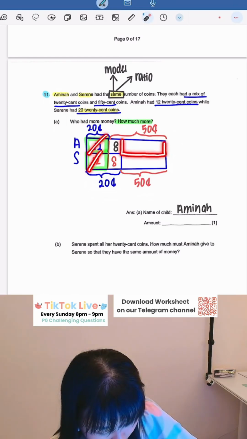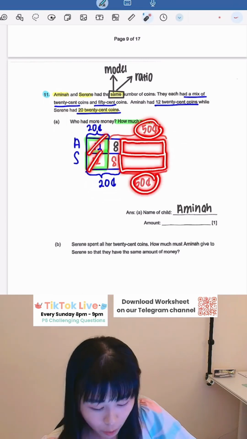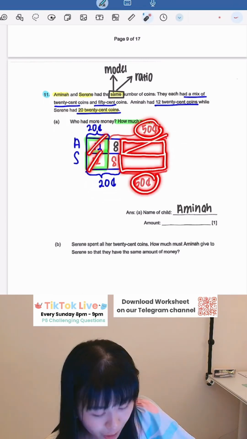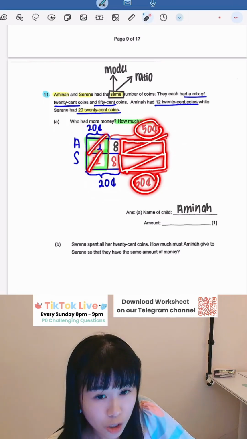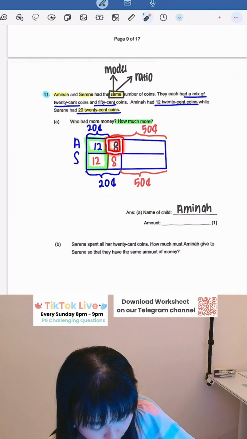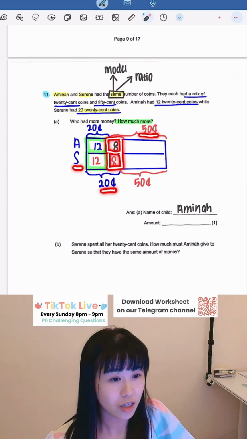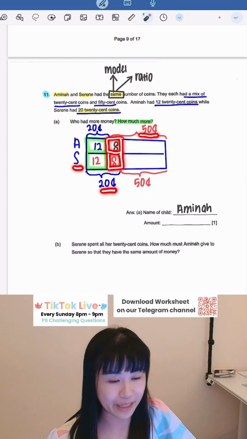Here is where it represents the 50-cent coin, and here is where it represents the 50-cent coin. So they also make no difference, nothing much to focus on here as well. So the part that will make a difference in terms of money is the 8 50-cent coins from Amina and the 8 20-cent coins from Serene. So how do you get the answer?